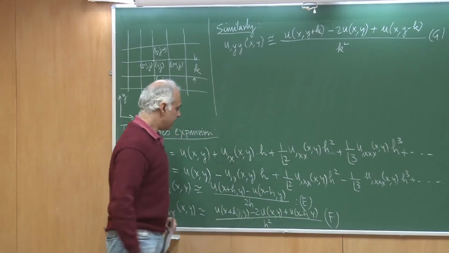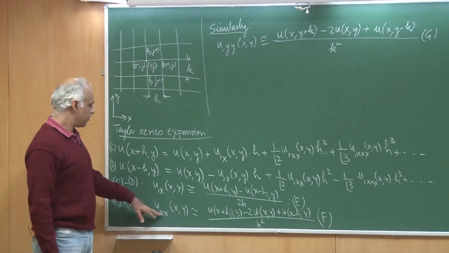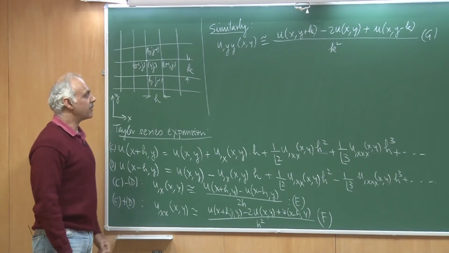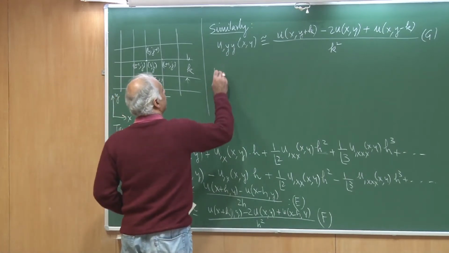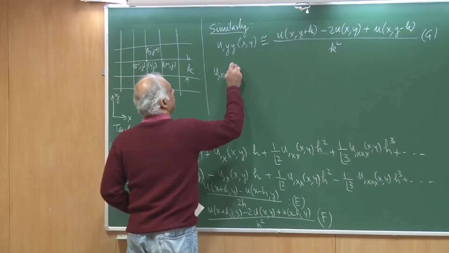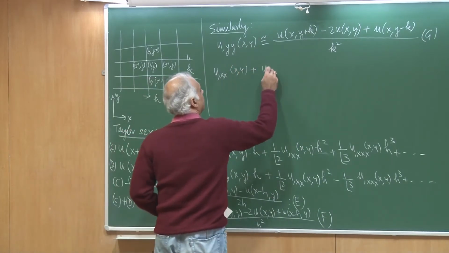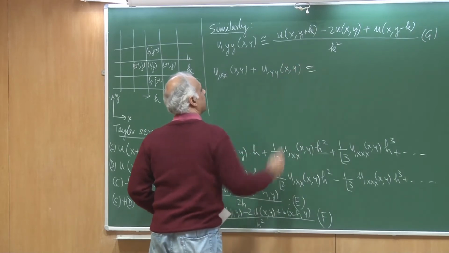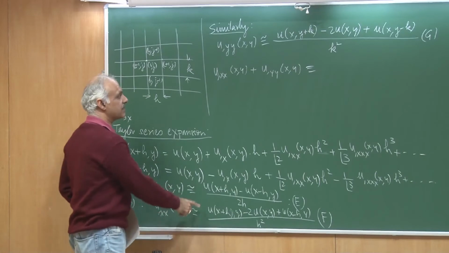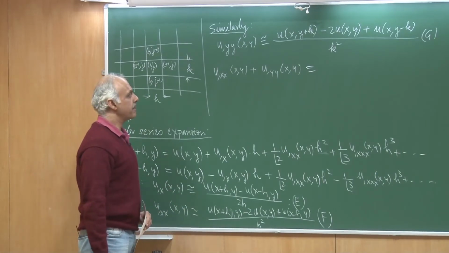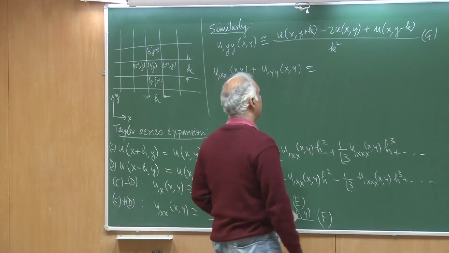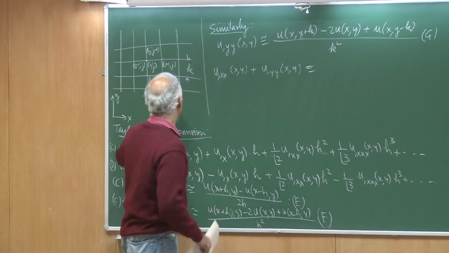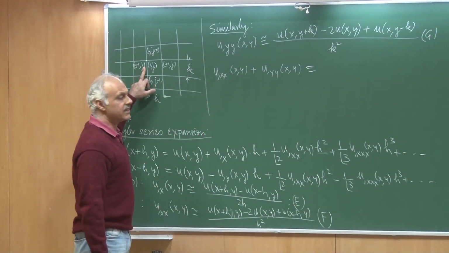If I add g and f, then I can get the sum of u comma xx and u comma yy, which actually is my Laplace operator. So, u comma xx plus u comma yy at xy can be approximated as simply the sum of g and f, and you will notice I can get various terms.